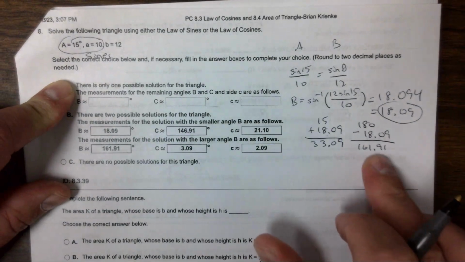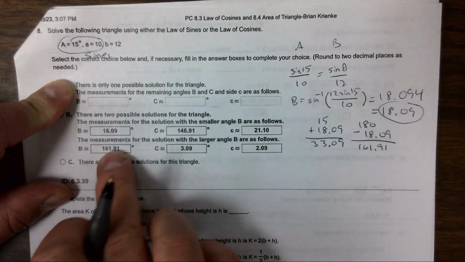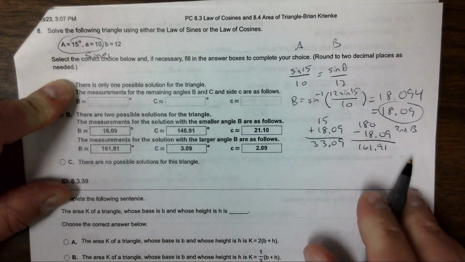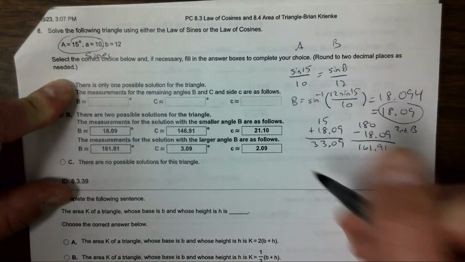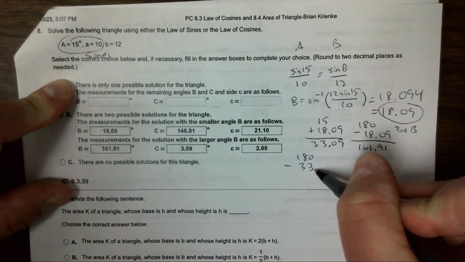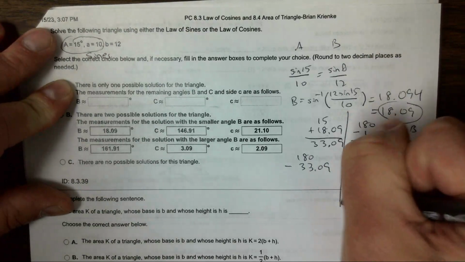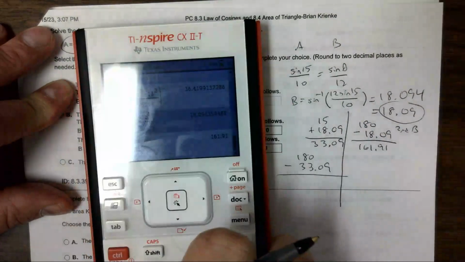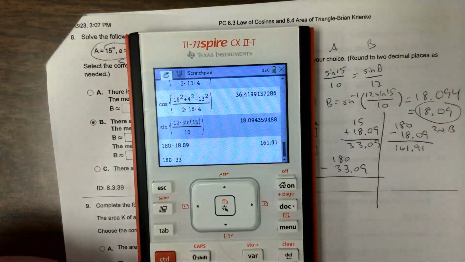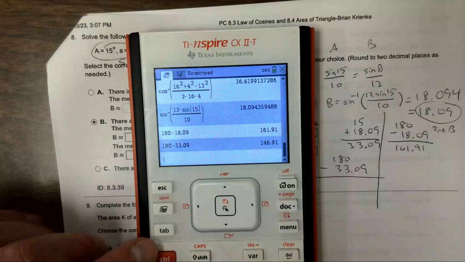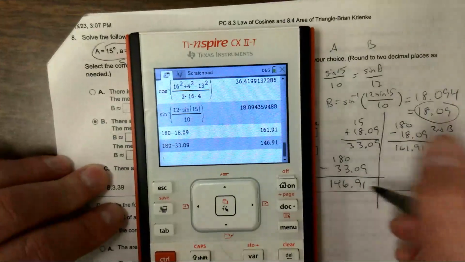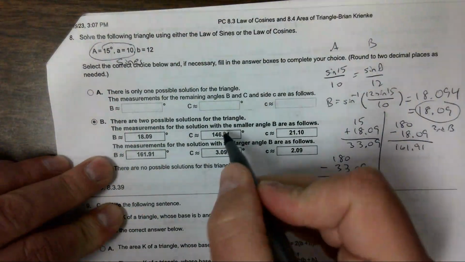Now, I'm going to need that number because you see that that actually worked here. This is for the second B, which I didn't mean to do yet. I meant to do 180 minus 33.09, and that gives you 146.91, and that's this angle.